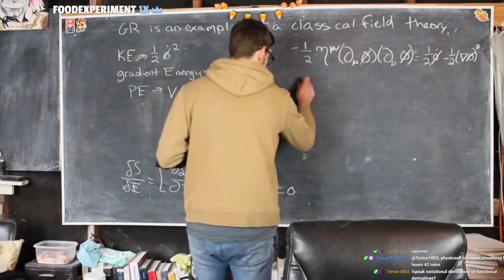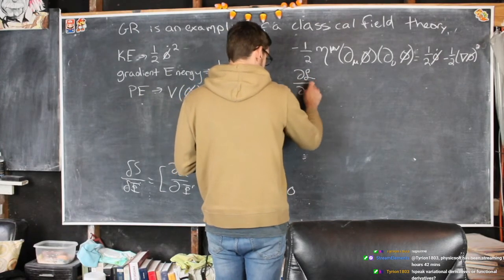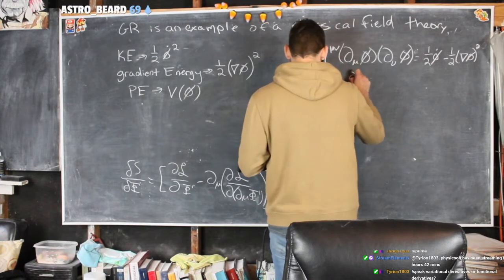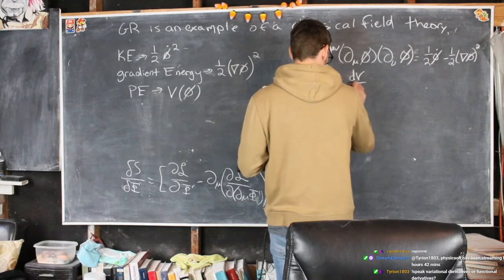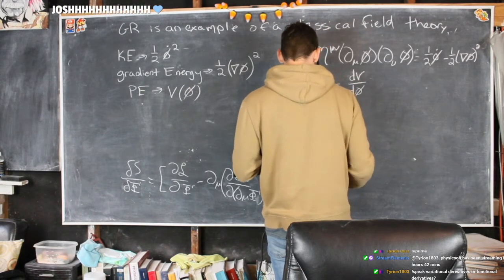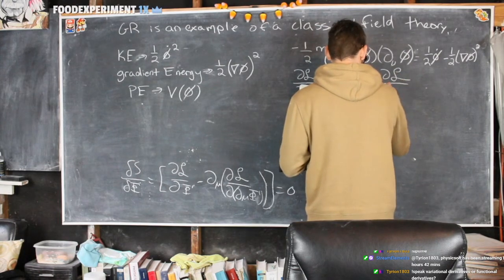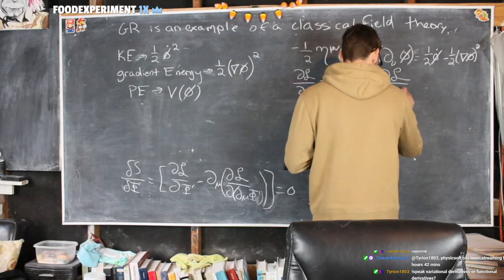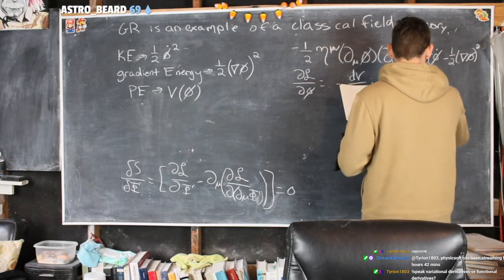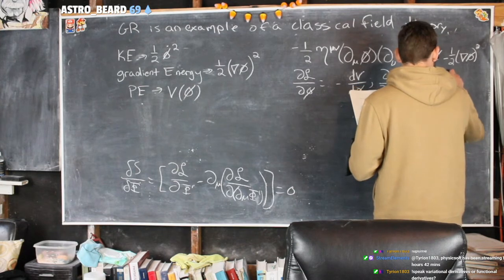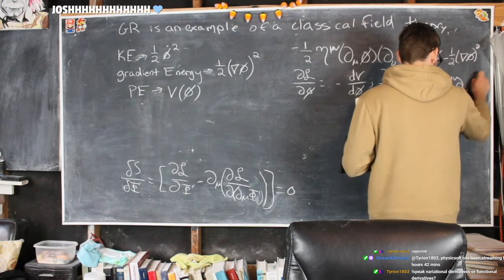So for this particular example, the partial of the Lagrangian with respect to the field is equal to the negative derivative of the potential with respect to the field. So that looks good. The next one is the partial of the Lagrangian with respect to the derivative of the scalar. And that's going to equal the negative metric times the derivative of the scalar.